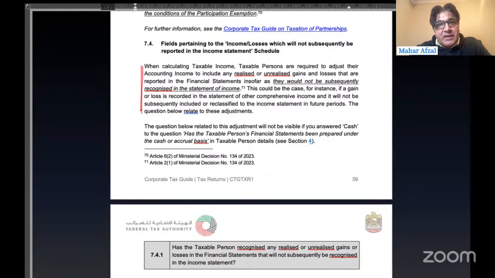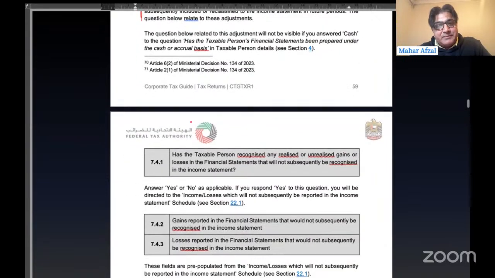And if this is a gain or a loss, then we need to look into this. Are we applying the realization basis or the unrealization basis? What is the status of the gain, a realized gain or an unrealized gain? We need to make the adjustment in our accounting income as well to arrive at the taxable income.